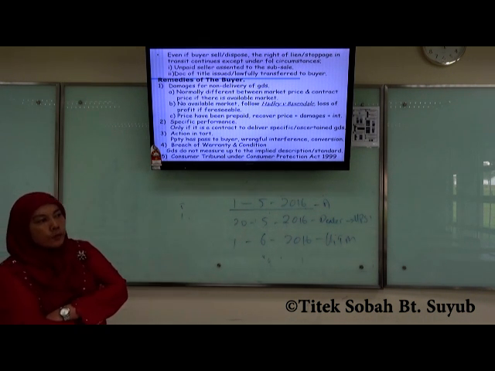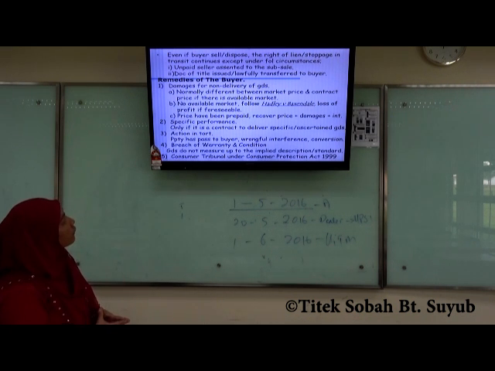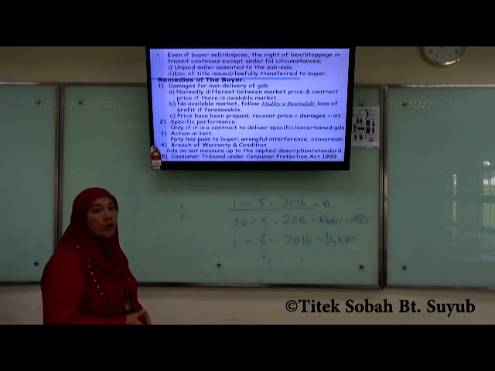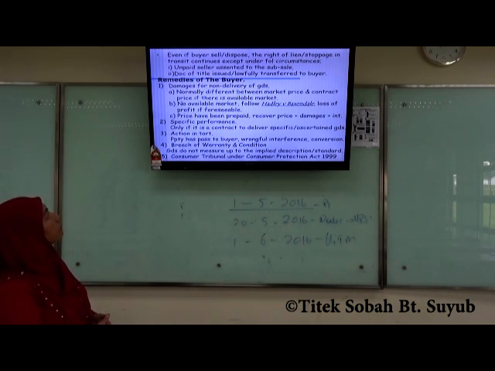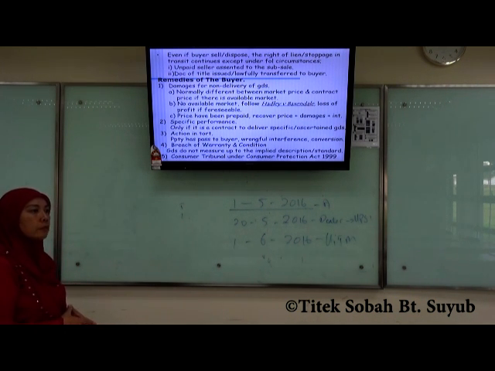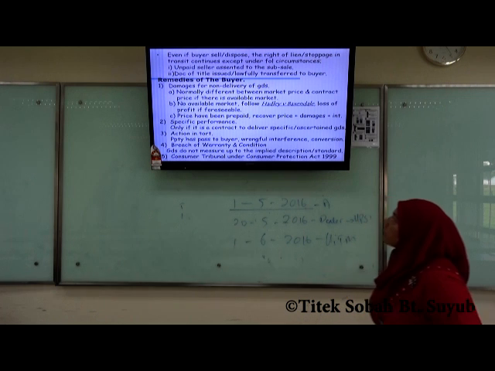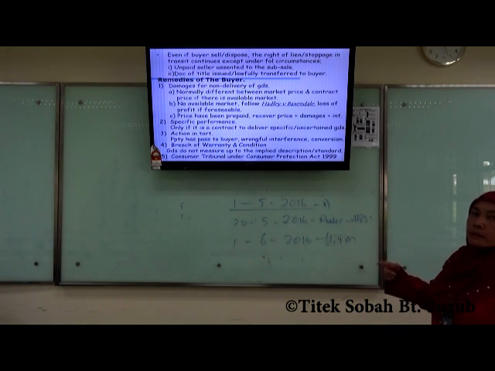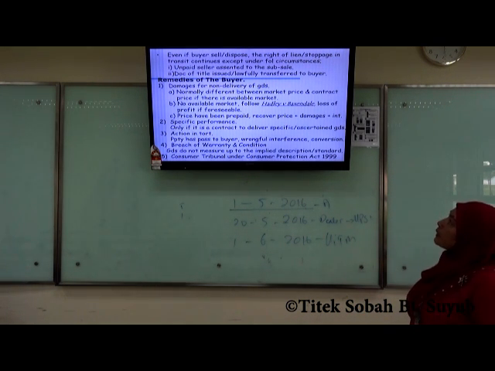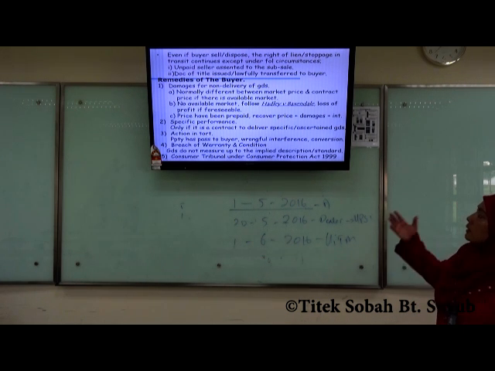So this right of lien or stoppage in transit, which I have discussed with you earlier, continues even if the buyer has sold or disposed of the said goods, because the title is still with the seller. However, the seller will lose this right if the unpaid seller agrees to the subsale by the buyer, or a document of title has already been transferred in the buyer's name. Okay, now this is the final topic.